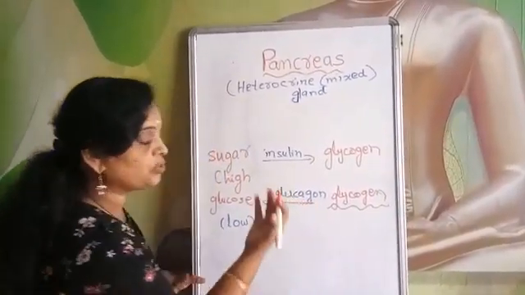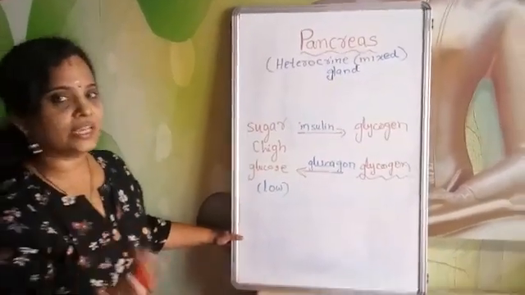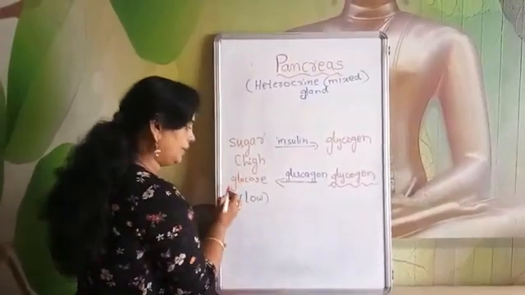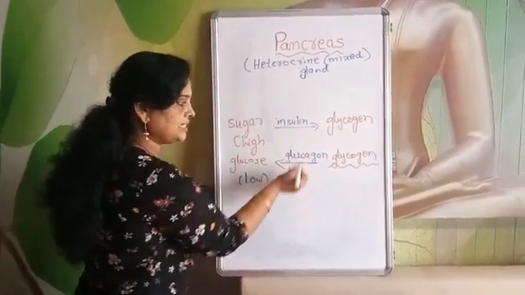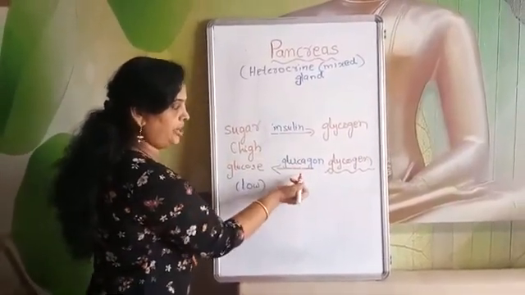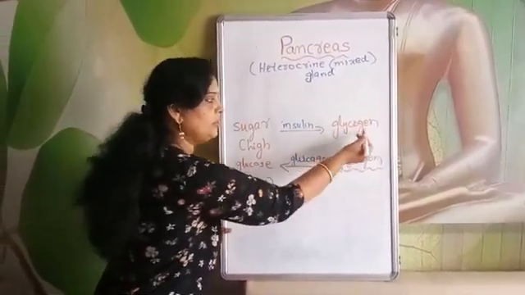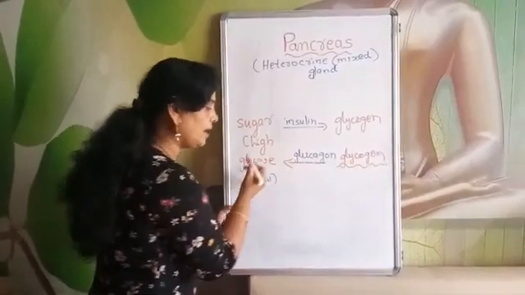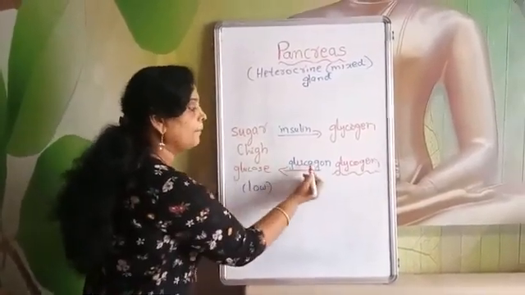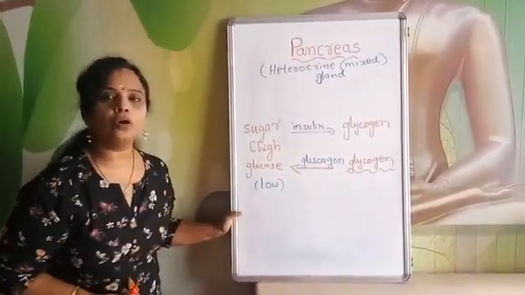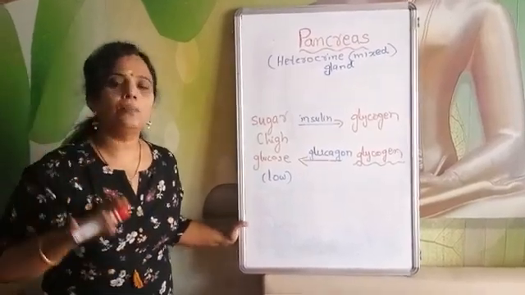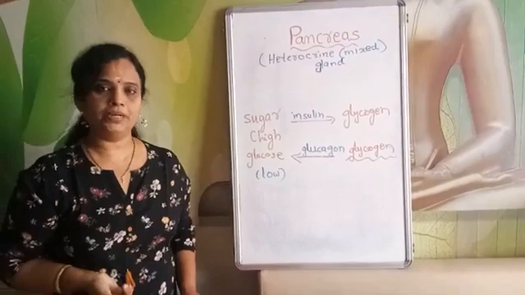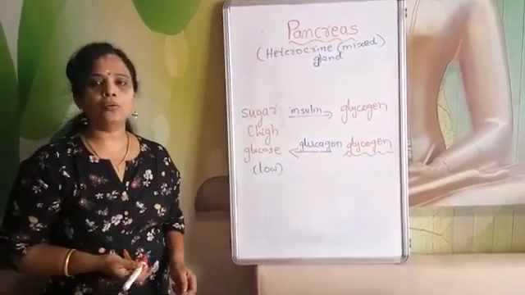I already told you it gets stored in the liver, fat cells, etc. So that stored glycogen gets converted back into glucose. Just see its reverse, just the opposite reaction. Here sugar gets converted into glycogen by insulin, whereas here the glycogen gets converted into glucose by a hormone called glucagon, and thus raises the blood sugar and maintains that normal level of the blood. So this is done by glucagon.